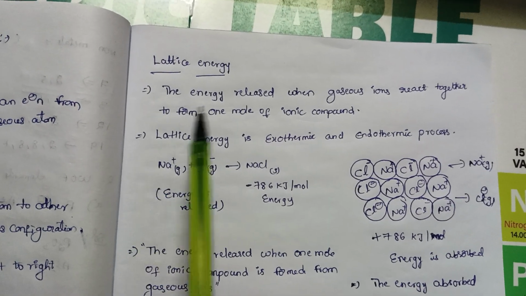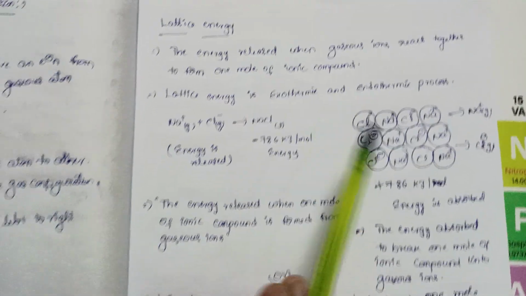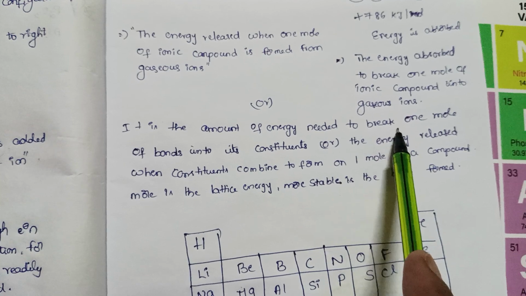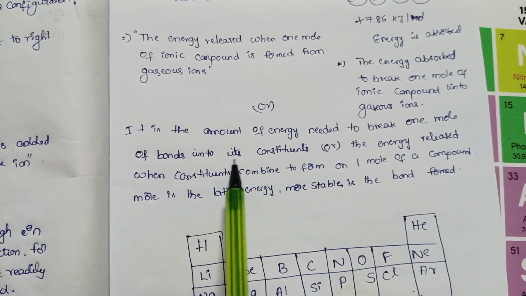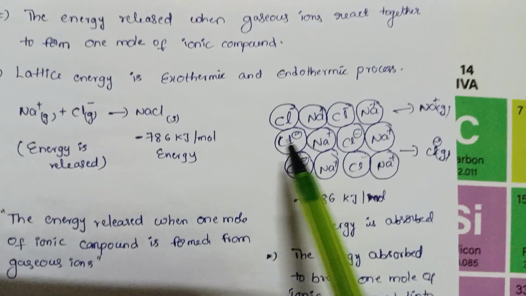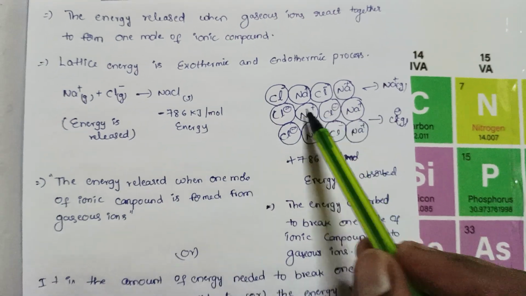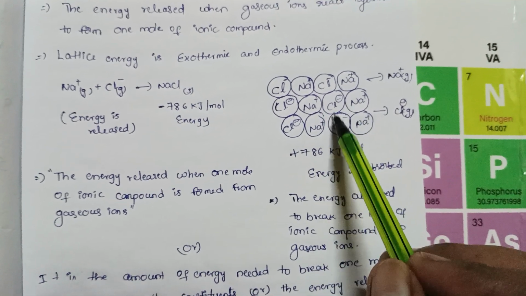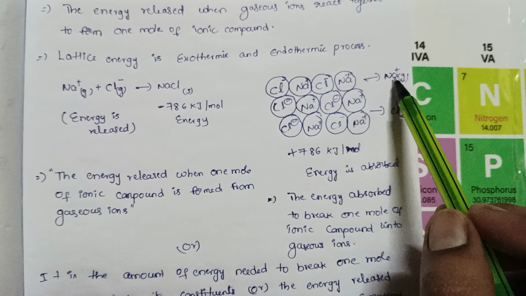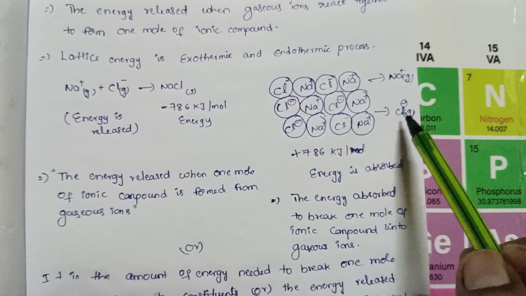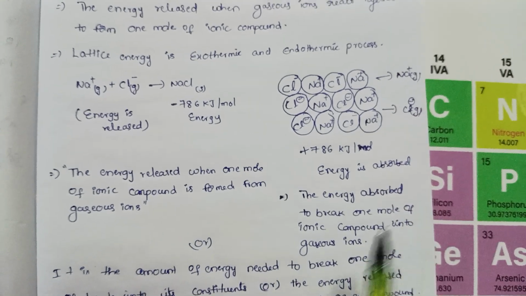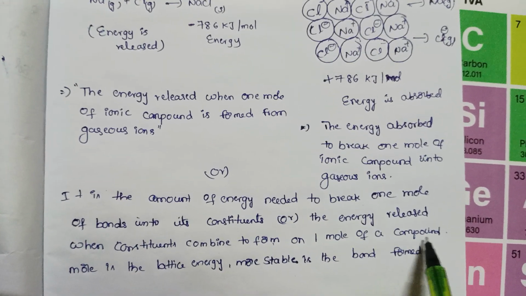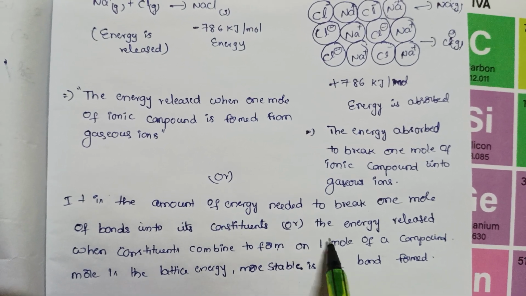And the third parameter is lattice energy. It is the amount of energy needed to break one mole of bonds into constituents. See, if NaCl, the amount of energy needed to break one mole of bonds into its constituents Na plus and Cl minus. The energy is released when constituents combine to form one mole of compound. Energy is released.